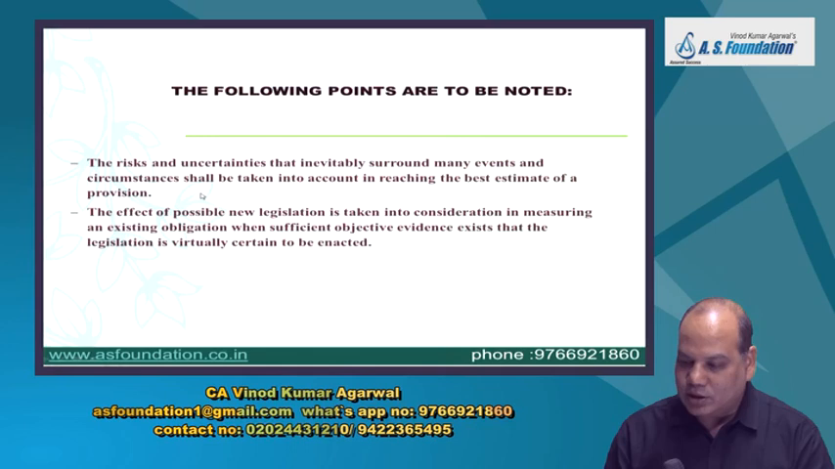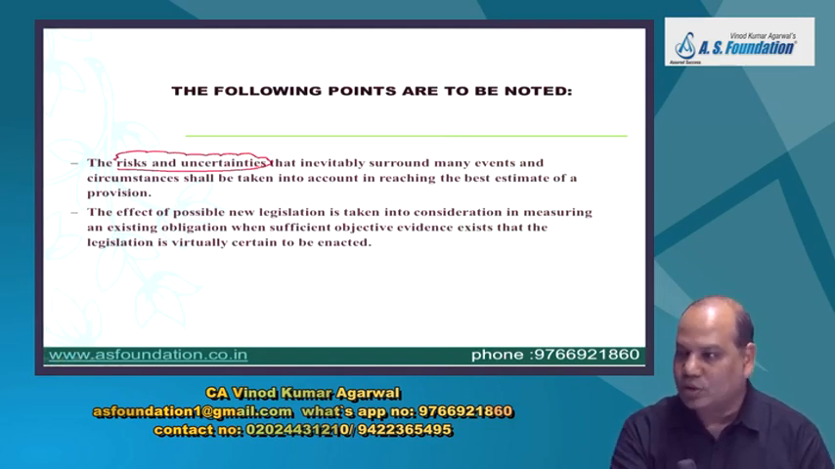Next is risk and uncertainty that inevitably surround many events and circumstances shall be taken into account in reaching the best estimate of a provision. So that is, while estimating the provision, take into account the risk and uncertainty involved. That is, your estimates can go wrong and allow some premium for that also. This point we had covered in one small example.